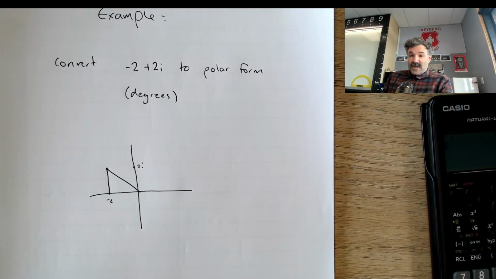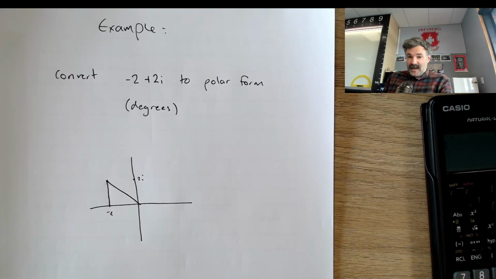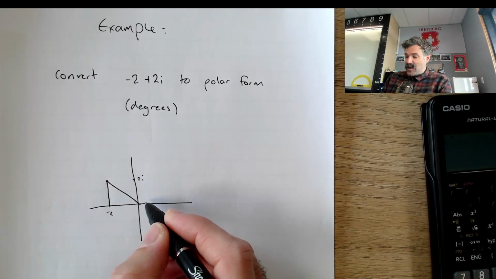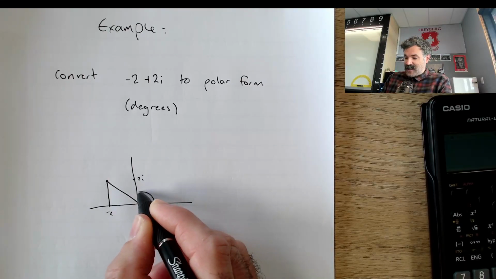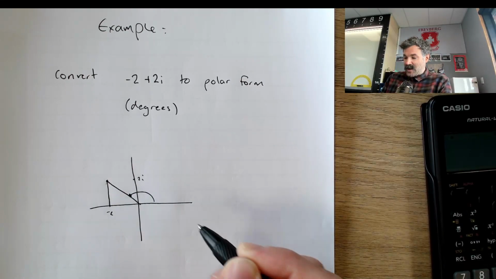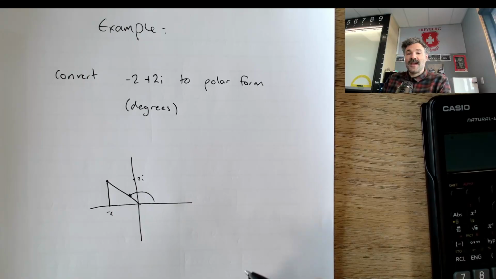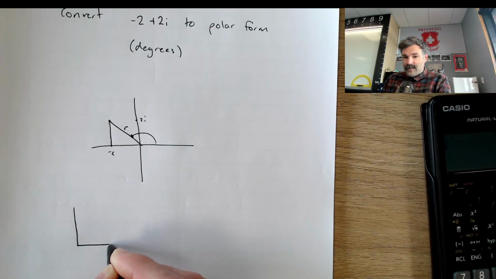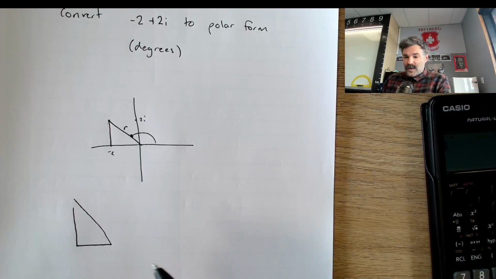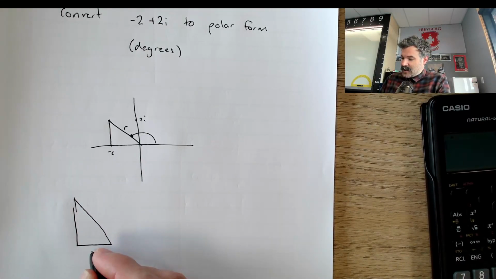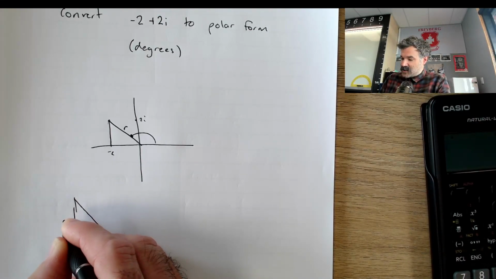Now, we have to be careful. If you go back and watch the argument video, the theta that we're actually concerned with is this angle here. This is my angle that I would like to write it in terms of, and my r is going to be this distance here. So we're just going to use some SOH CAH TOA to help us find these two things. So we'll draw our triangle out again. So this distance here is 2, and this distance here is also 2.